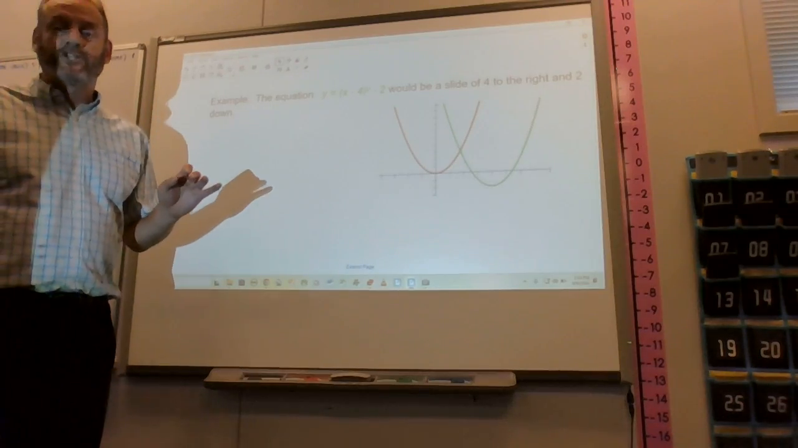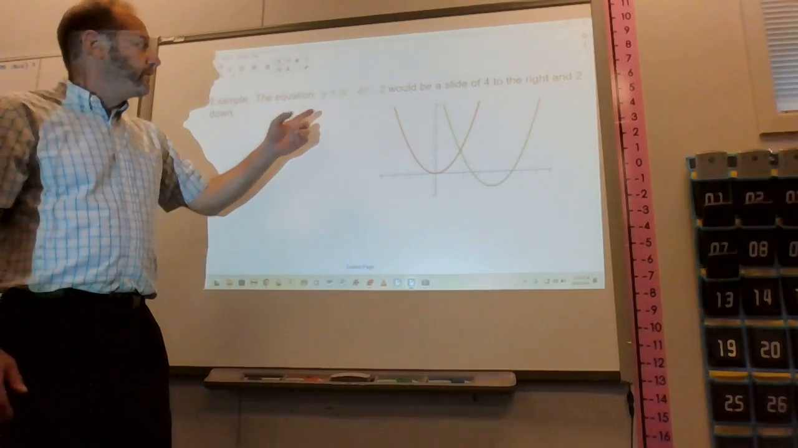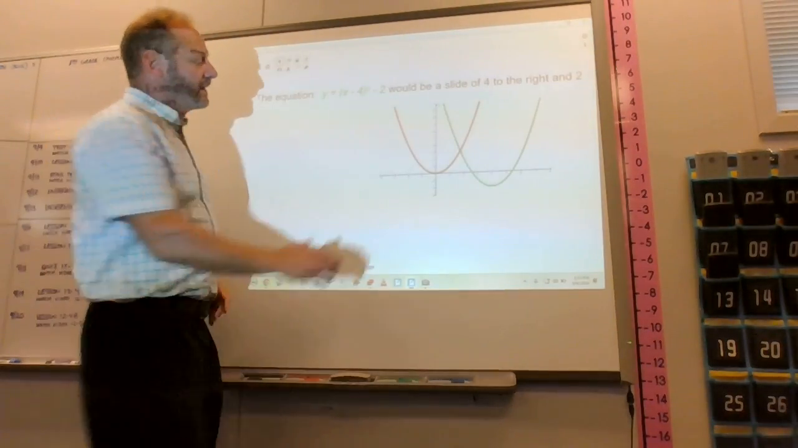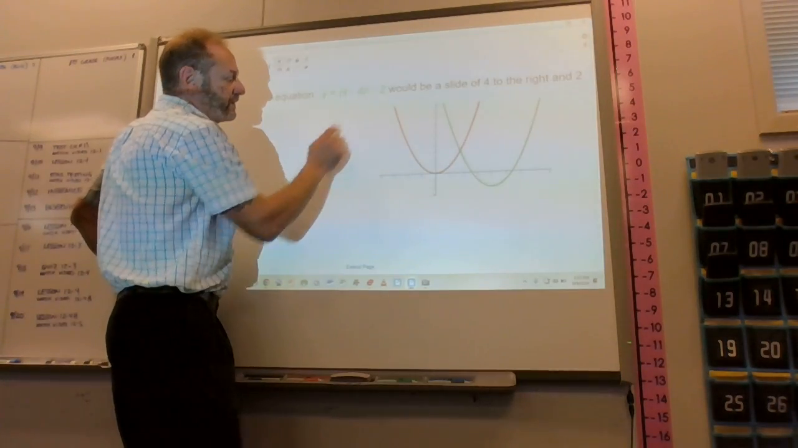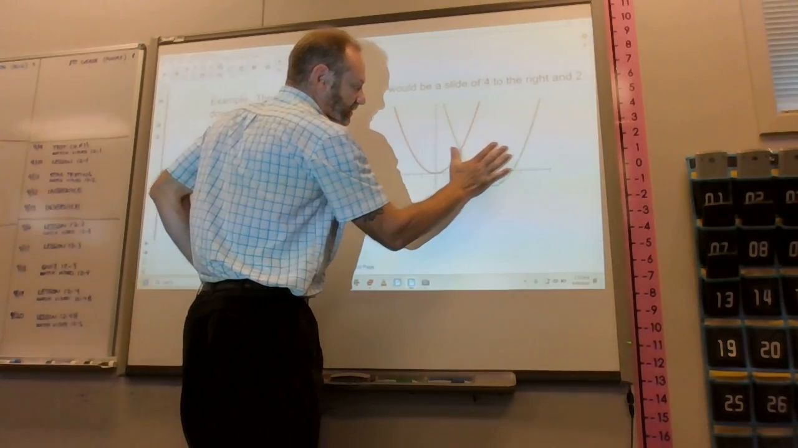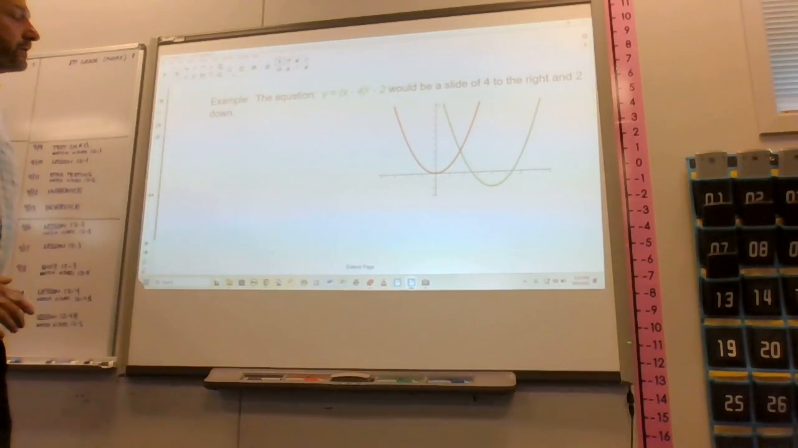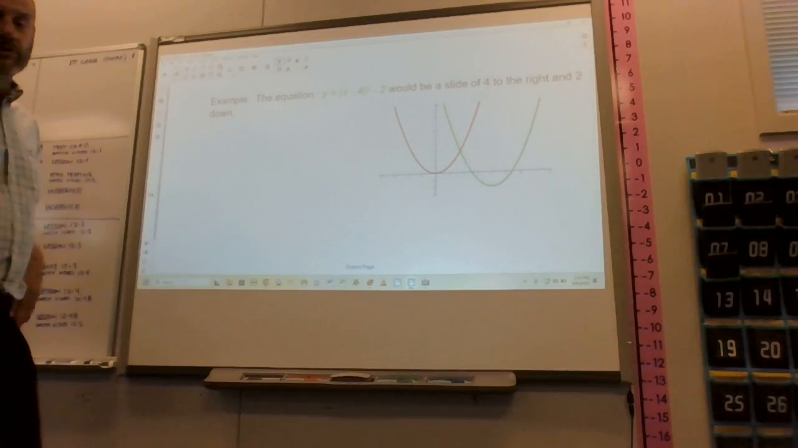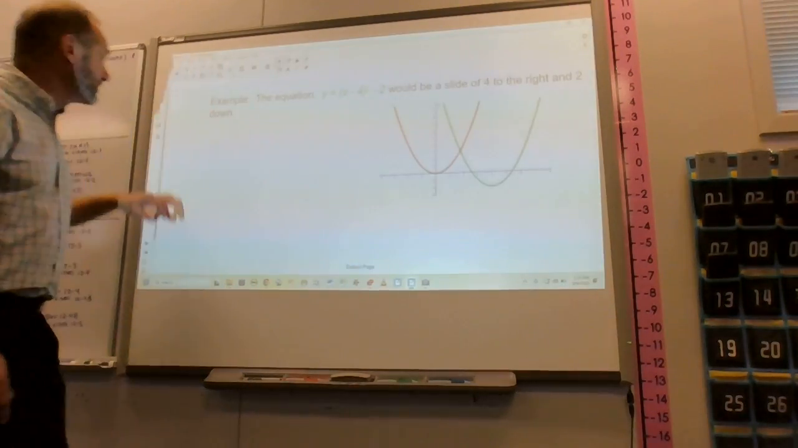Now I can do combinations of those two things. So in this example right here, I can just analyze it. I take my x squared right here, and I'm going to move it 4 to the right and then 2 down. So it's going to shift 4 to the right and then down 2. Okay? So I can do combinations of those things, and basically it moves it diagonally when you do combinations.